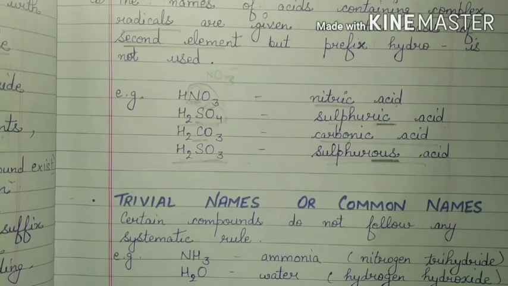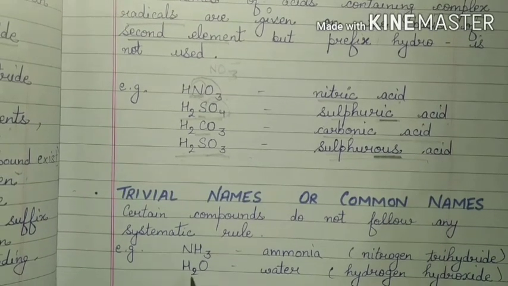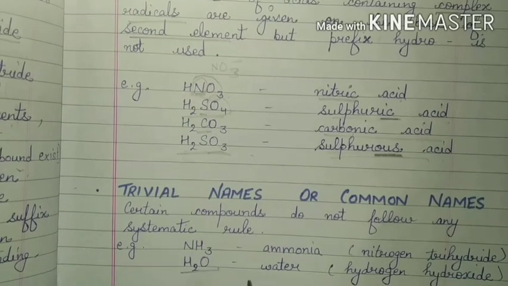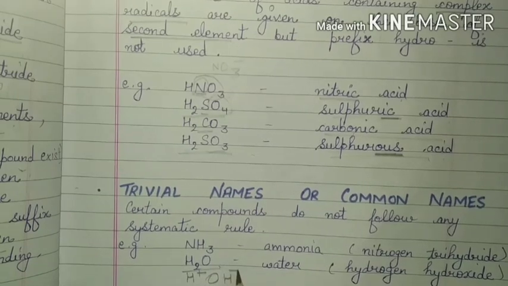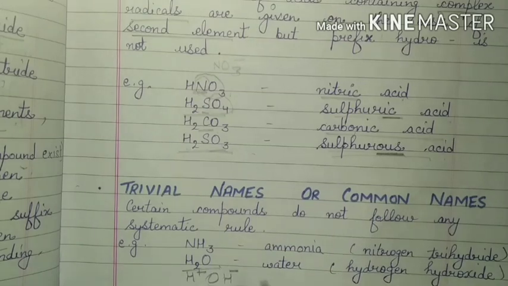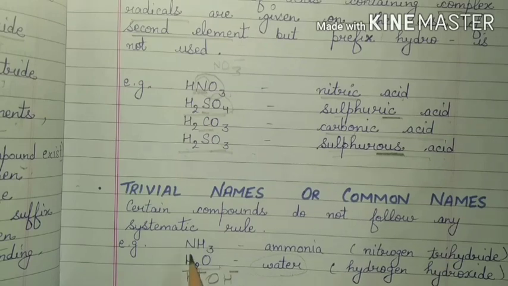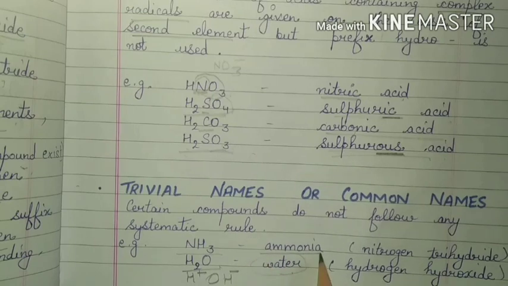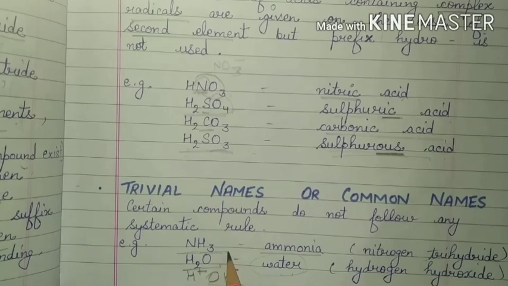For many compounds, the common names are also written. Common names are the names which do not follow any systematic rule. For example, H2O is formed by two radicals, H positive and OH negative. So its chemical name is hydrogen hydroxide, but its common name is water. For writing its name water, we haven't followed any rule. And NH3 has the common name ammonia, and according to the rules, its name is nitrogen trihydride.